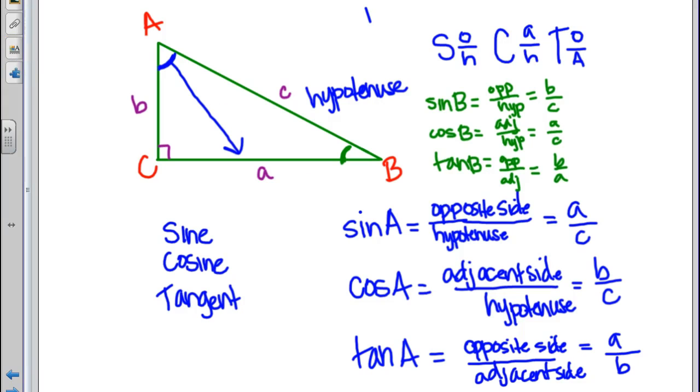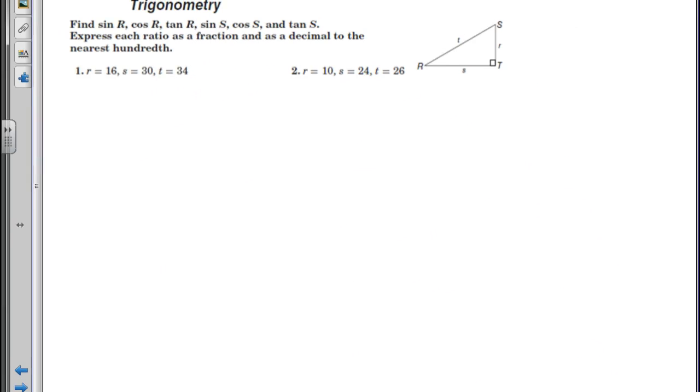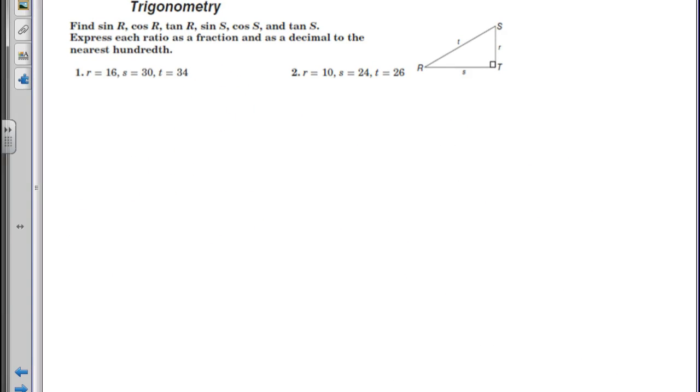All right, so let's try one. We are supposed to find the sine of R, the cosine of R, the tangent of R. And then we're supposed to find the sine of S, the cosine of S, and the tangent of S. And they give us numbers. We're just going to try number one here. They give us numbers for R, S, and T. All right, so let's try this out. The sine of R, so we'll write our little SOHCAHTOA up here.